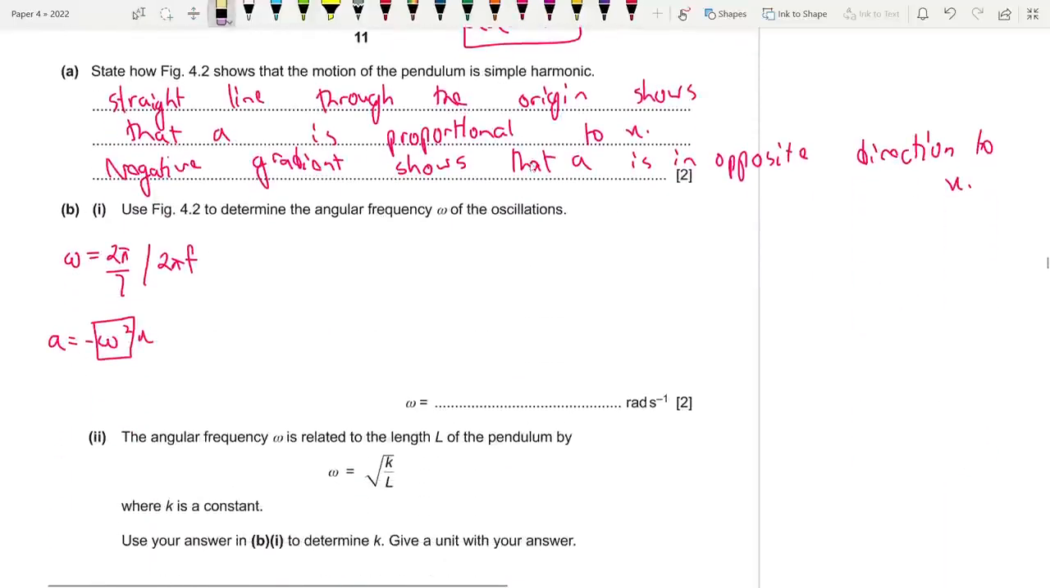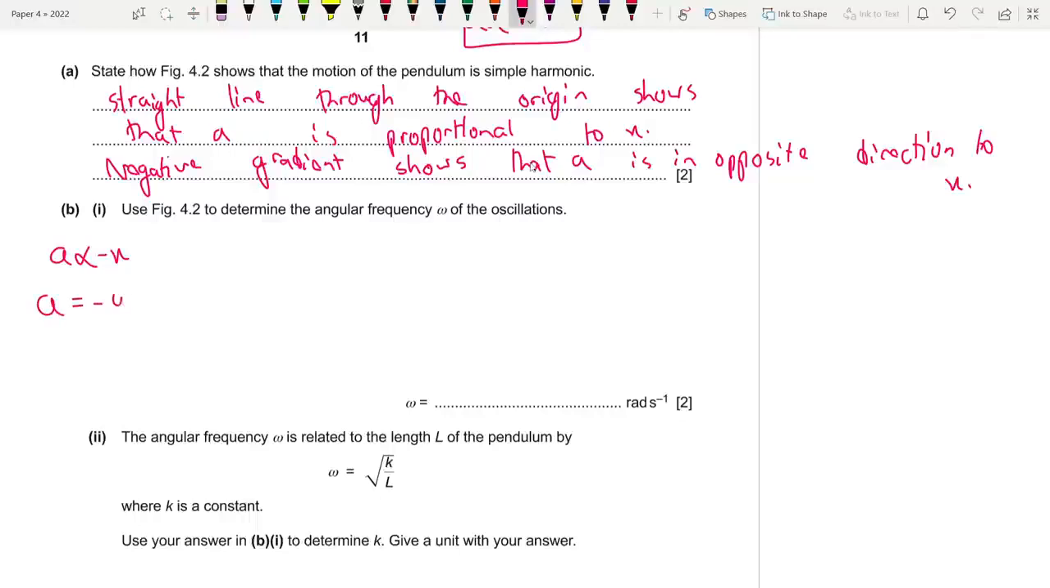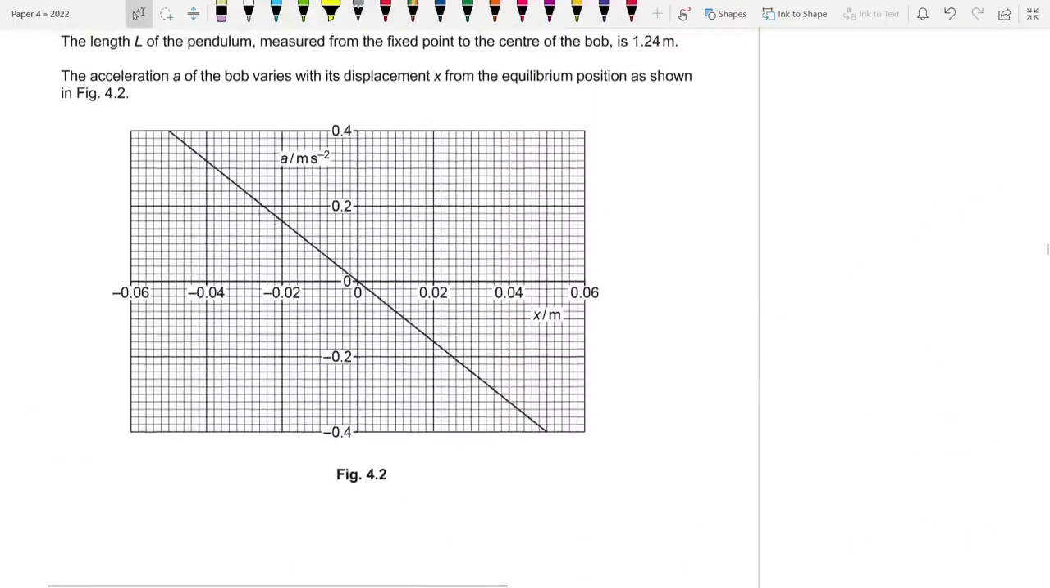So how should we write this really? This is what you should write. You should go for this. a is proportional to minus x, so a is equal to minus omega square x. Then you should mention that omega square is equal to minus gradient, right? Here, the value of omega square is equal to minus the gradient. Okay. So let's find out the gradient.